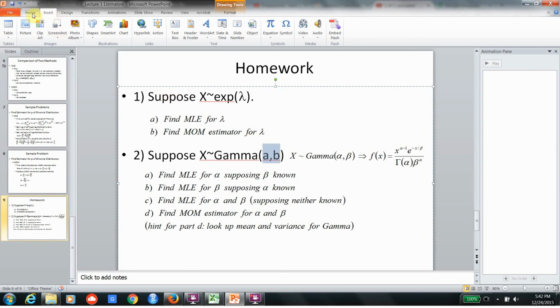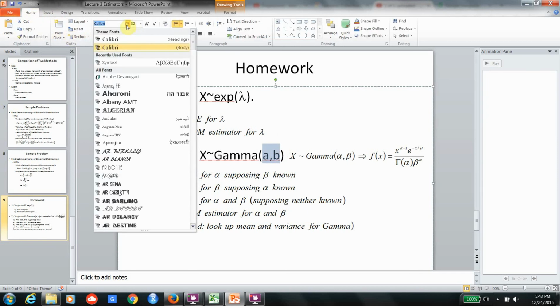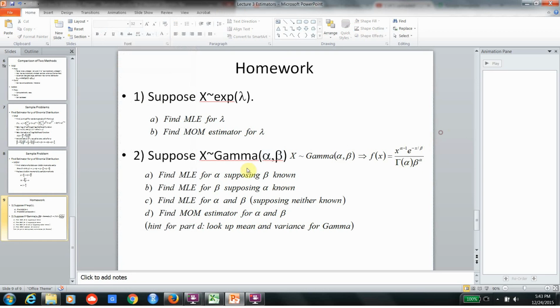What we want to recall is that when we have a random variable that's gamma distributed, this is the PDF. And so now we want to show the MLE for alpha, supposing that beta is known, the MLE for beta, supposing alpha is known, and then the MLE for alpha and beta, supposing neither one is known. So here you're going to be taking two partials and setting them equal to 0.